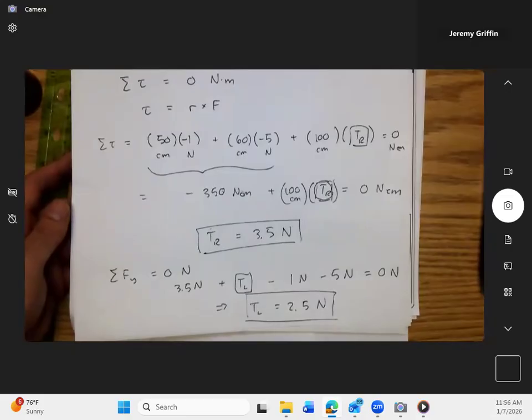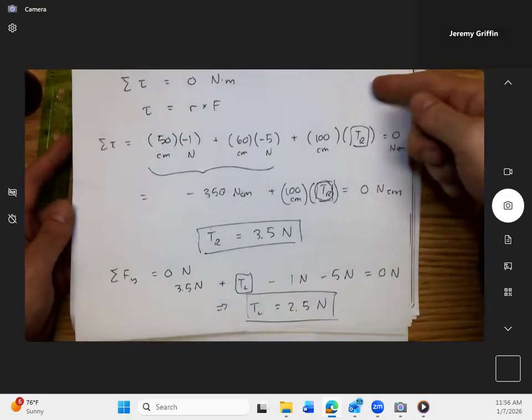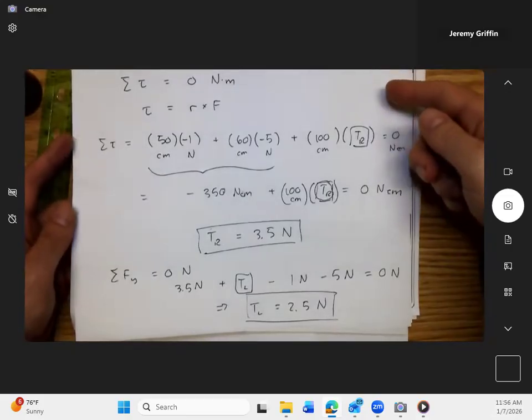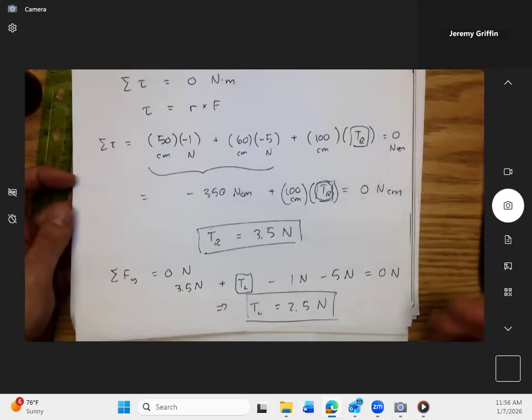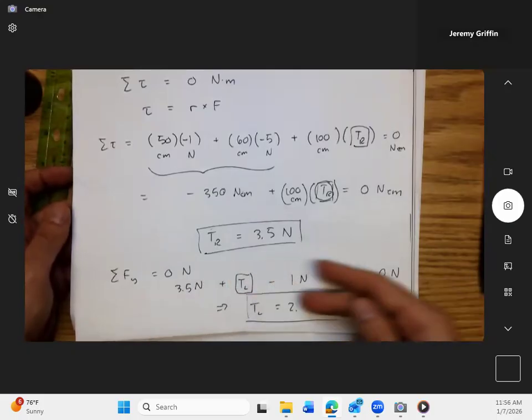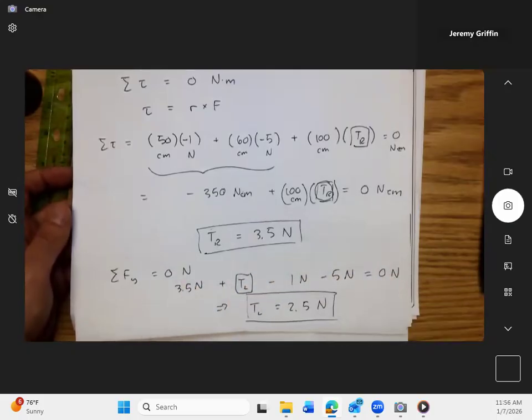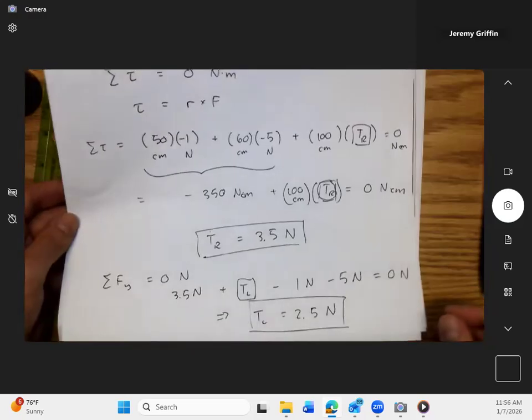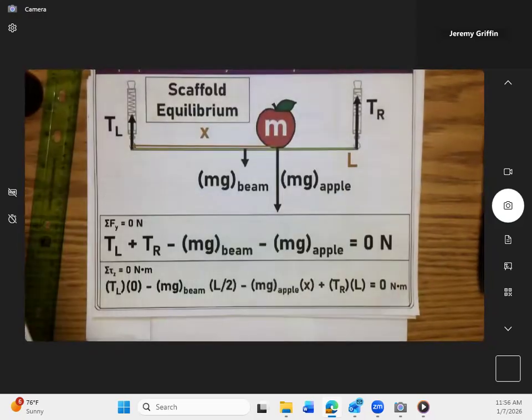The roadmap is: set up the torque goes to 0. Pick a pivot point that's at one of the unknown forces, and you can solve for the other force. And then after that, a lot of times it's convenient to set up a force equilibrium and solve for the other force. Boom, boom, boom. Just like that.